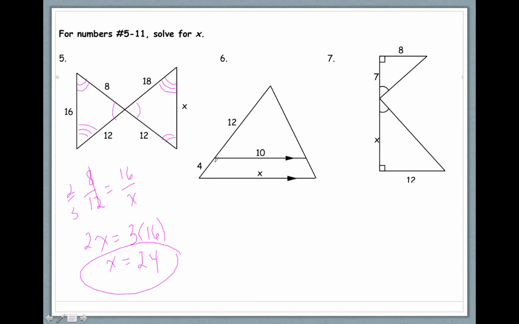So we have 16 over x equals 12 over 10. So this, if you want, is 6/5, but 160 equals 12x. So dividing by 12, we get 80 over 6, 40/3.